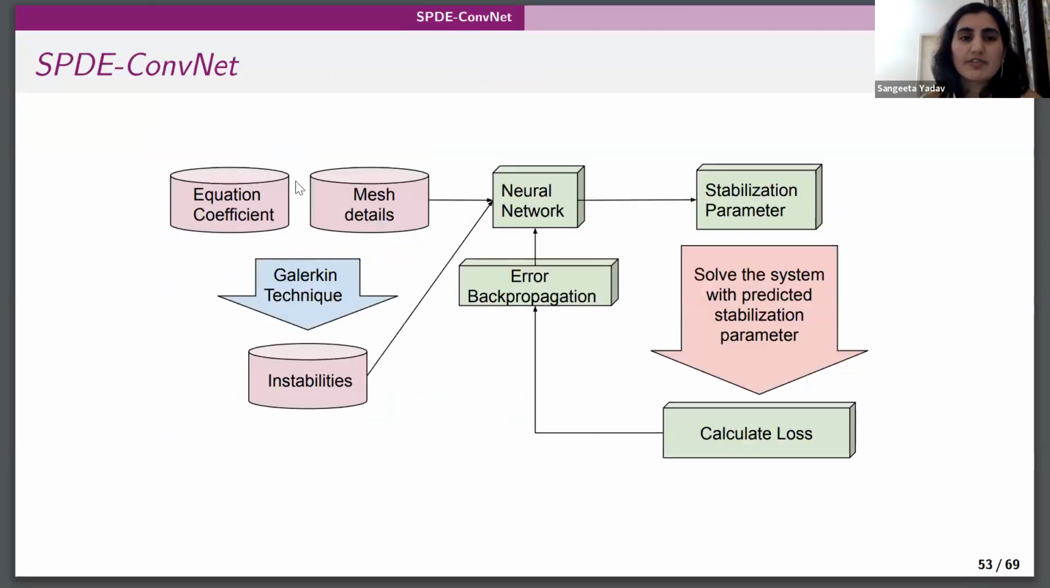In SPD-CONNET, we will take the equation coefficients and mesh details, and then we will use the Galerkin technique to obtain the instabilities in terms of the gradient of u, as we did in SPDNet2. All these 3 quantities will be an input to the neural network. From this neural network, we will obtain the value of the stabilization parameter. This stabilization parameter will be used to calculate u, and then we'll calculate the loss. And the loss is the same as what we used in SPDNet2.